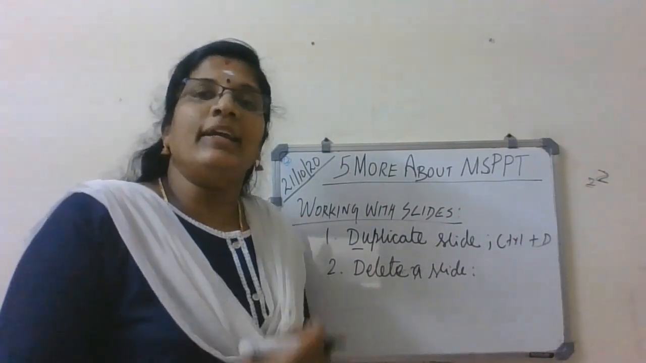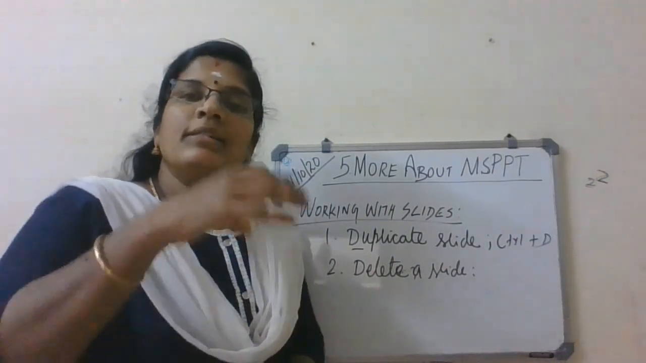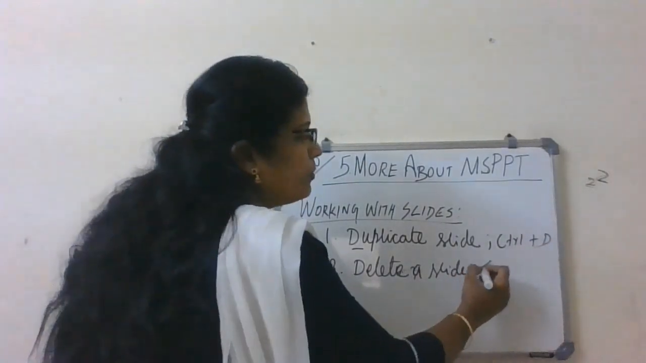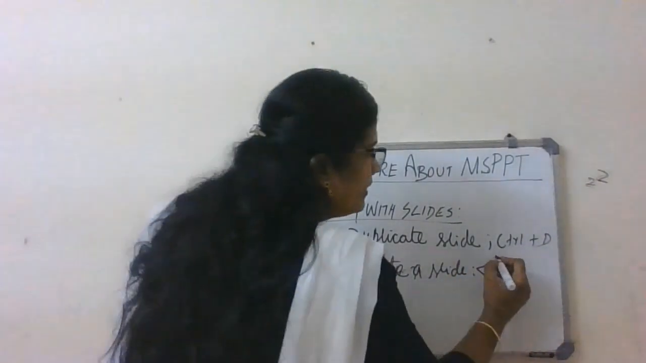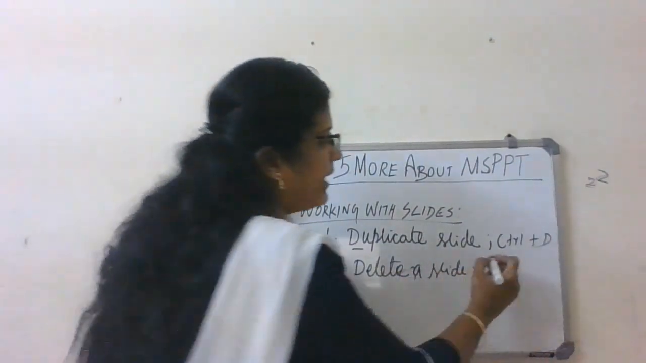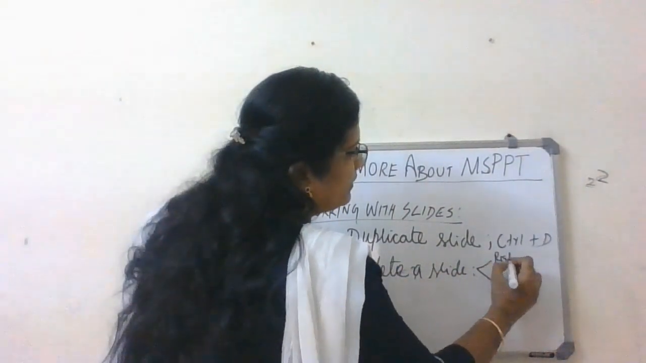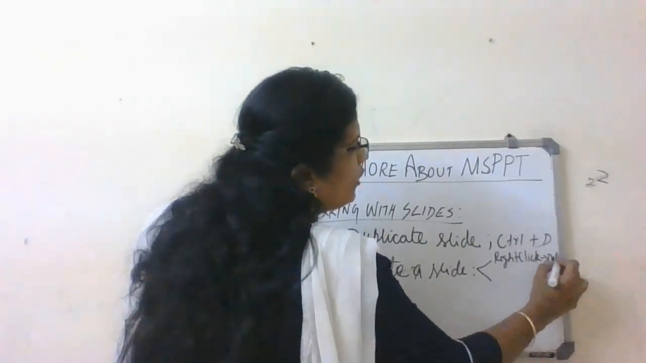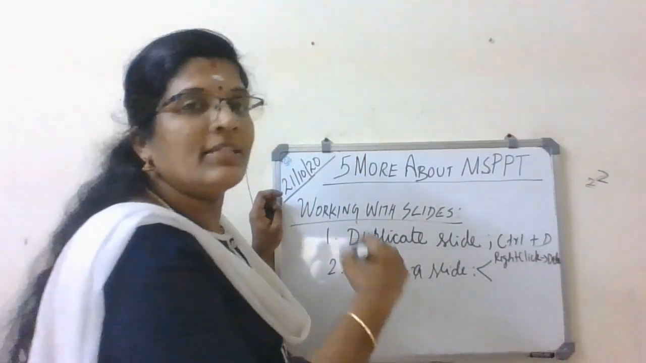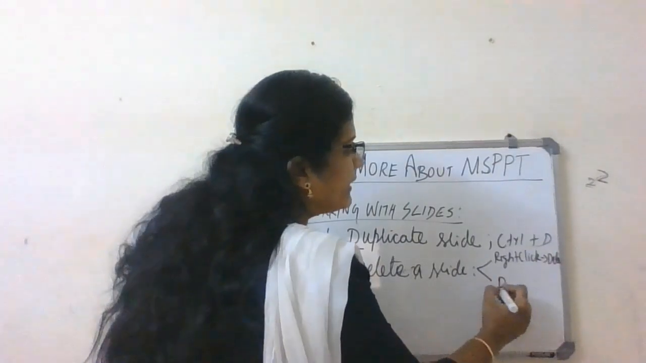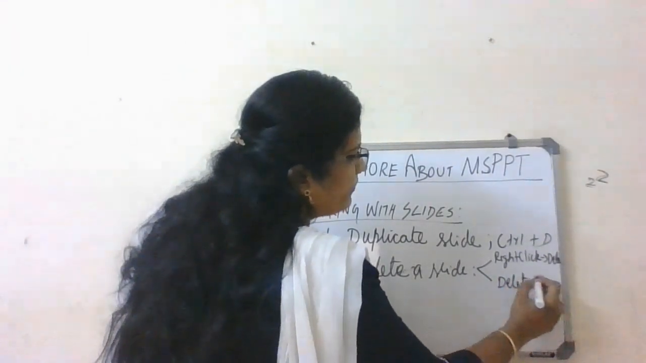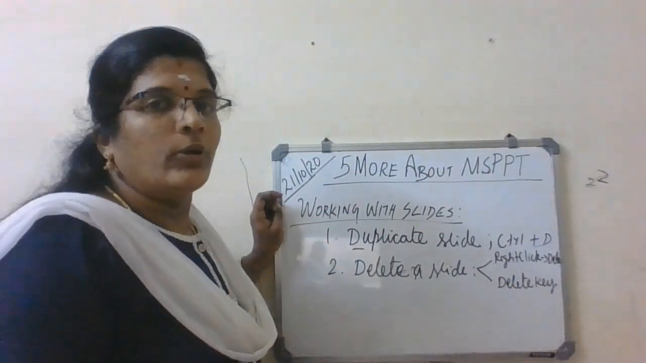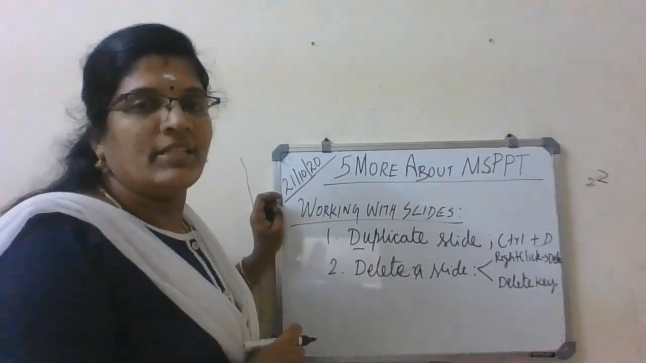One is right click and delete. Another one is select the slide, click on the delete key on the keyboard. Okay. So two methods. One is select the slide first, then right click, delete. Delete option you have to choose. Otherwise, select it, then click on the delete key on the keyboard. So this is the second one we studied.